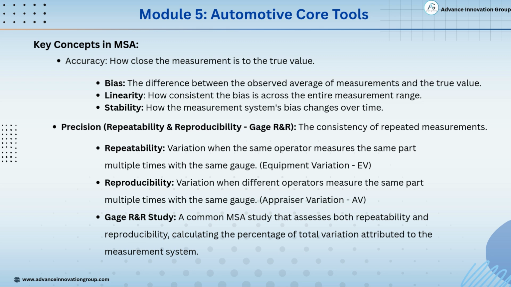2. Precision. Gauge R&R. This refers to the repeatability and reproducibility of the measurement. Repeatability.